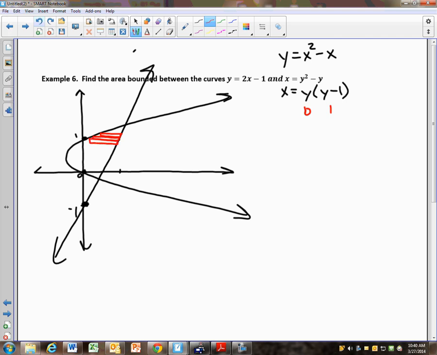So this is what we're doing. We're going to find the area of all of these rectangles. We're going to draw them that way. So now my top function is the function to the right. My bottom function is the function to the left. And instead of integrating with respect to x, dx, I integrate with respect to y, dy. Very good.